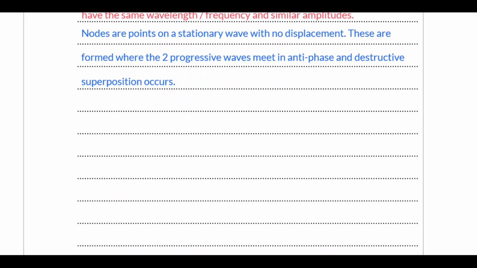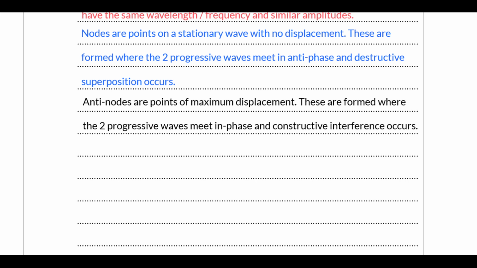Let's now talk about antinodes. Antinodes are points of maximum displacement or maximum amplitude, and they're formed where the two progressive waves meet in phase or with a phase difference of 0 and constructive interference occurs.